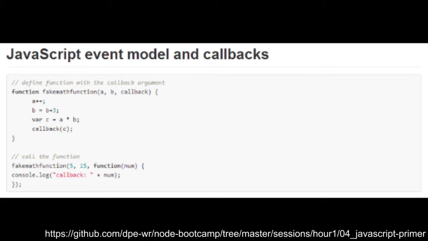You would do that, for instance, like this, where you're passing in two parameters, a and b, and then this function will be the callback function. It's one that you're declaring right here, where all it does is print in the console "callback" and give you the value of num from here, so basically the value of c, because that's what the callback function receives.